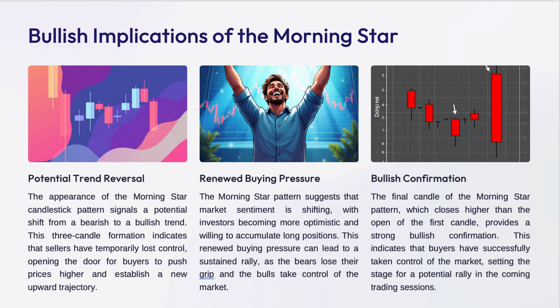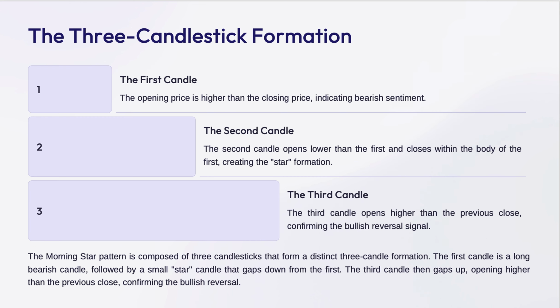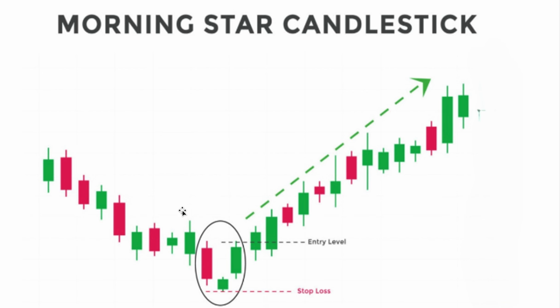So bullish implications of Morning Star: potential trend reversal, renewed buying pressure kicked in, and bullish confirmation happened. And it is a three-candlestick pattern, three should be there. Don't confuse yourself. When the third candle happens, above this, your buying needs to be there.